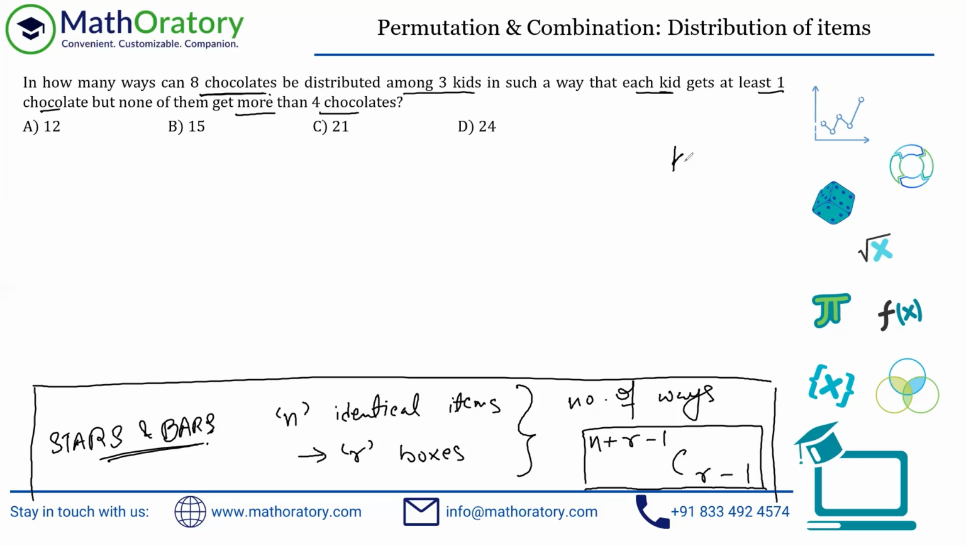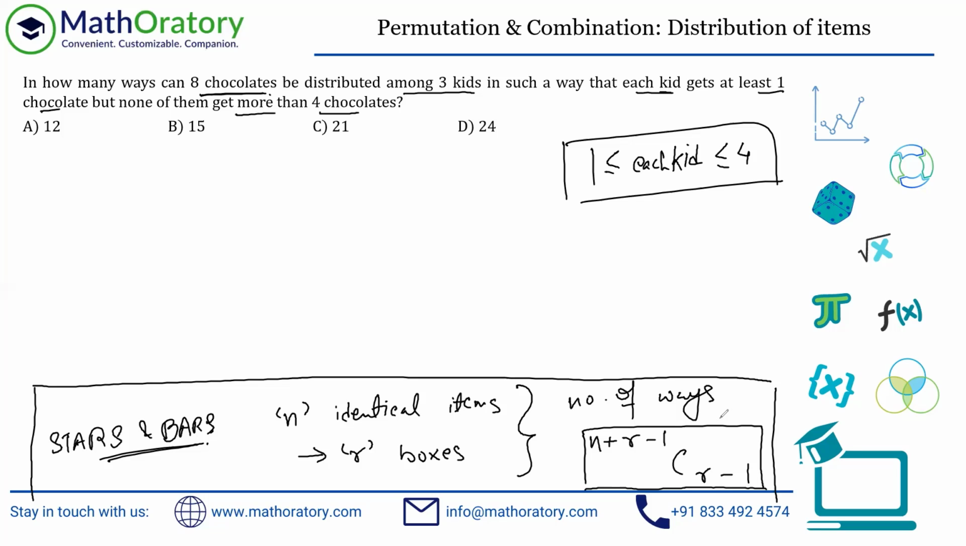So each kid should have at least 1 and at most 4. That is what the question says, right? So each kid can have 1 to 4 chocolates. If you remember this definition that I mentioned earlier, n plus R minus 1 C R minus 1, this is without any restriction. So you have to always understand how to apply it. So don't mug up any extra formulas for this. This is the advantage if you can smartly deduce whatever is required as per the question itself.